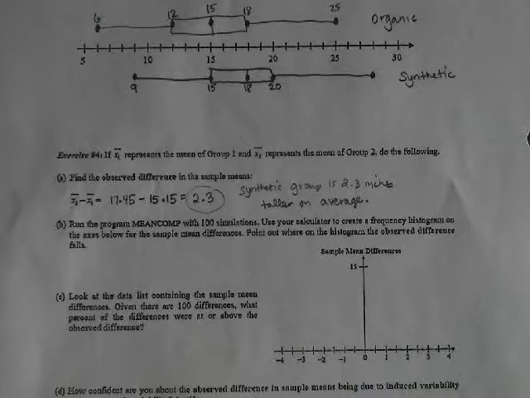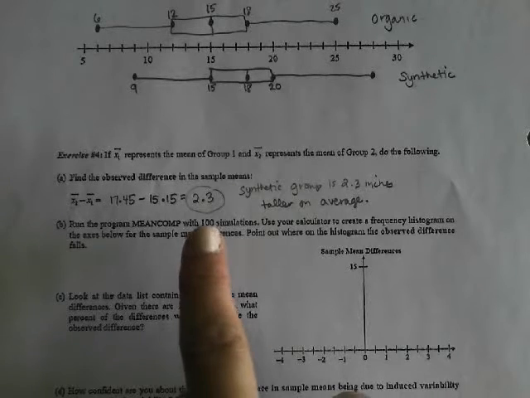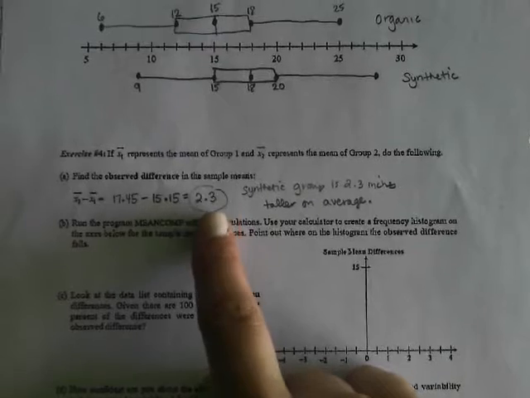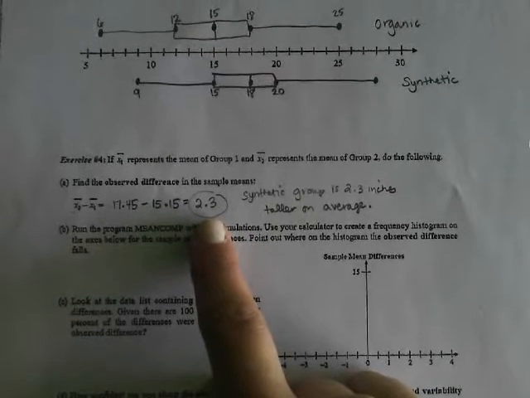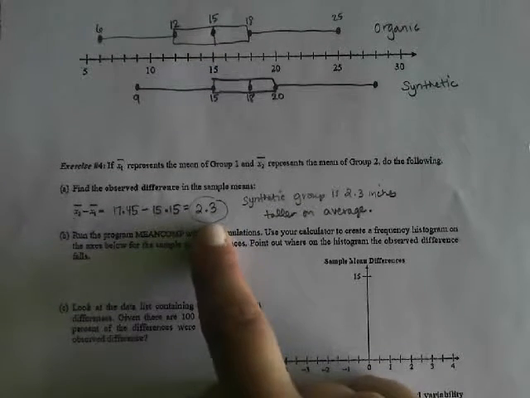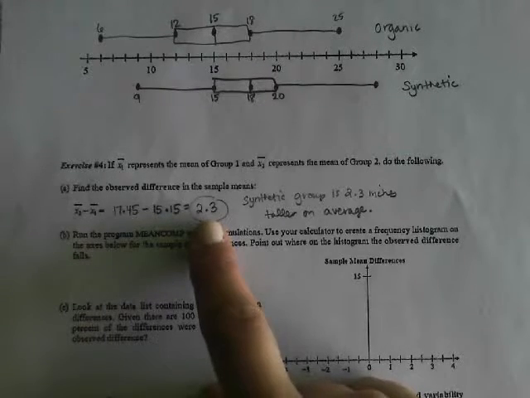So it seems to be likely that synthetic nutrients are better. Okay, but we haven't run a simulation yet to determine, and here's what our simulation is going to do. Our simulation is going to help us determine, could this 2.3 difference have been a coincidence? What's the likelihood that this was just a coincidence, that we just luckily put the 20 seeds that were already better to begin with?